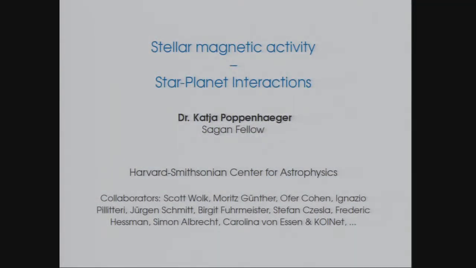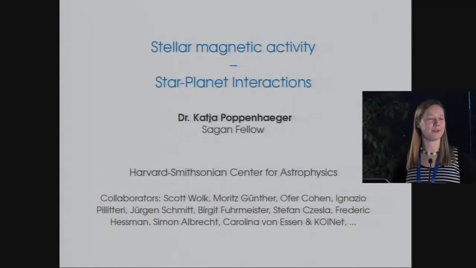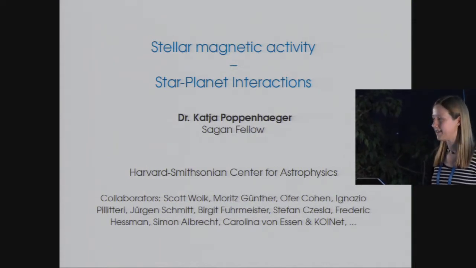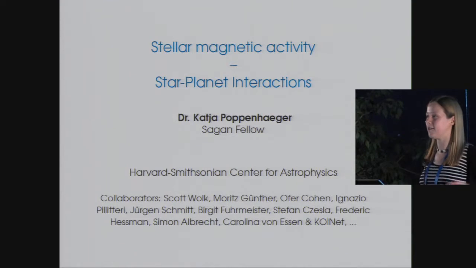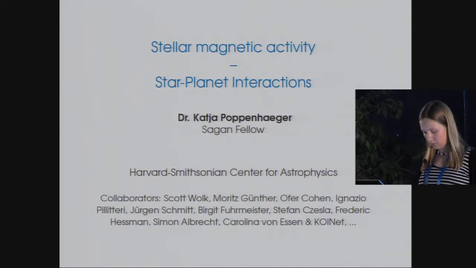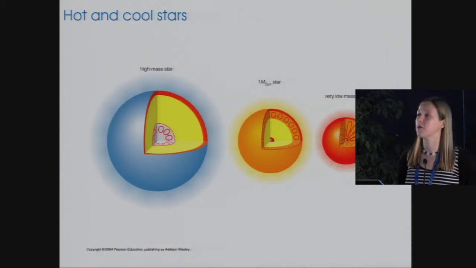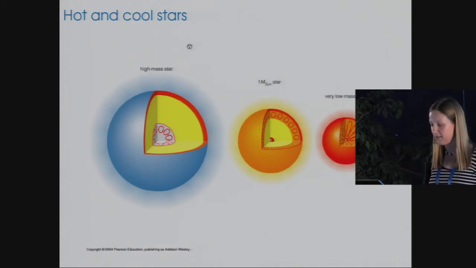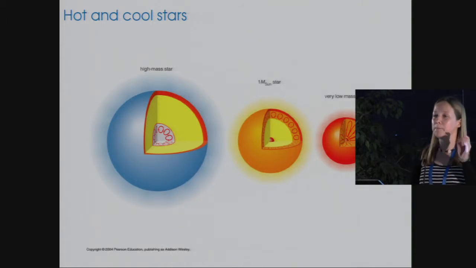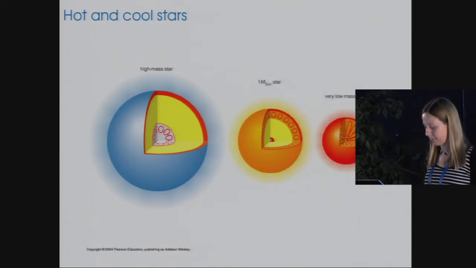Okay, so a big thank you to the organizers for inviting me to speak about my favorite topic, stellar magnetic activity. As you already heard in the previous talk, there are of course also magnetic fields in hot stars, but what we're going to talk about here is the cool stars, that is stars that have an outer convective envelope or that are fully convective. In terms of spectral type, we are talking here about mid-F or later.